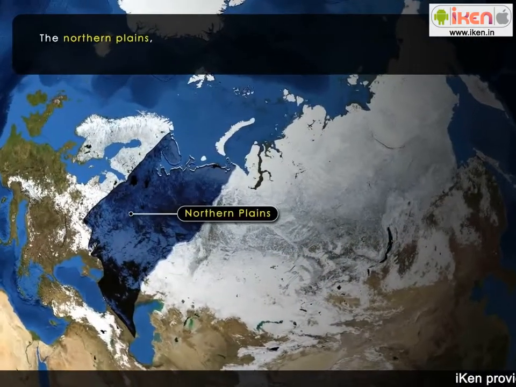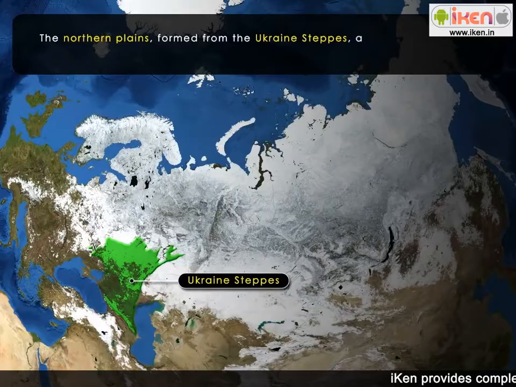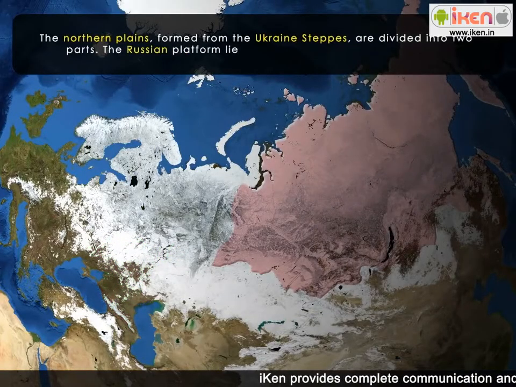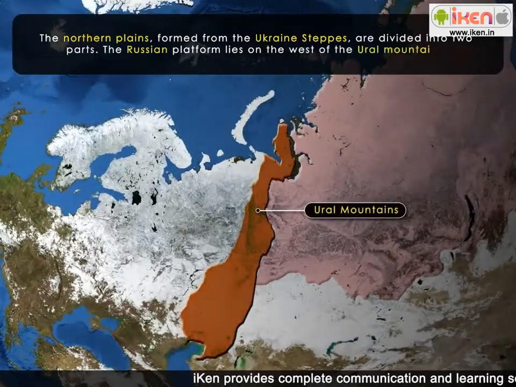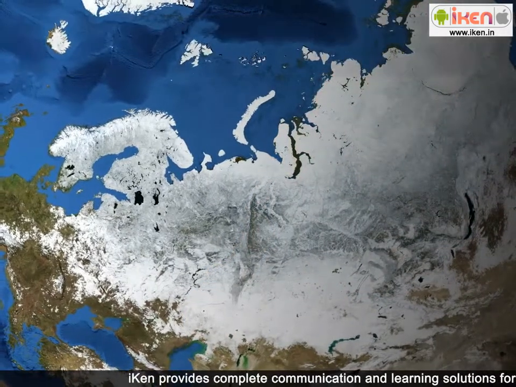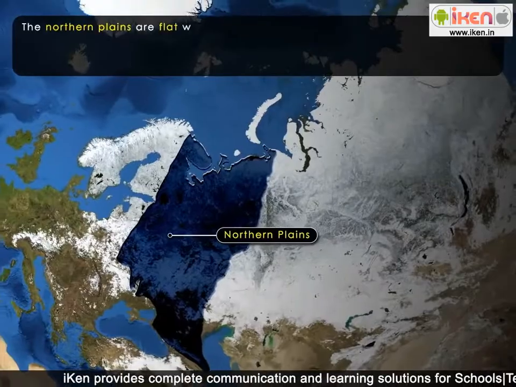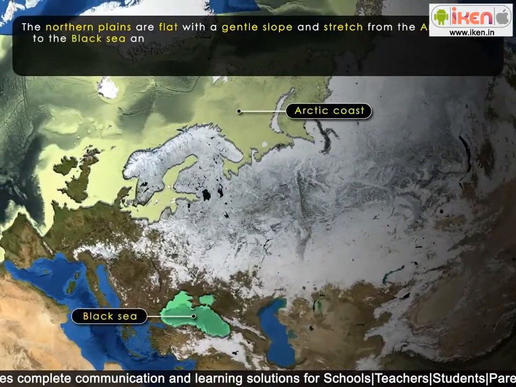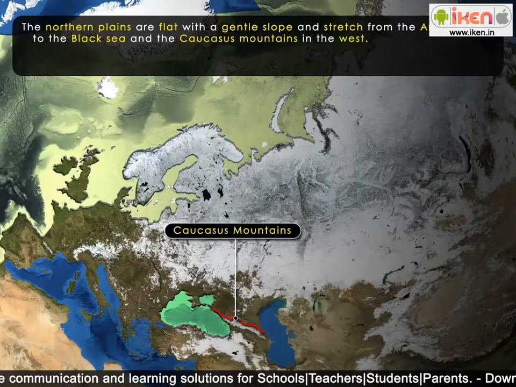The northern plains, formed from the Ukraine steppes, are divided into two parts. The Russian platform lies to the west of the Ural Mountains. The northern plains are flat with a gentle slope and stretch from the Arctic coast to the Black Sea and the Caucasus Mountains in the west.